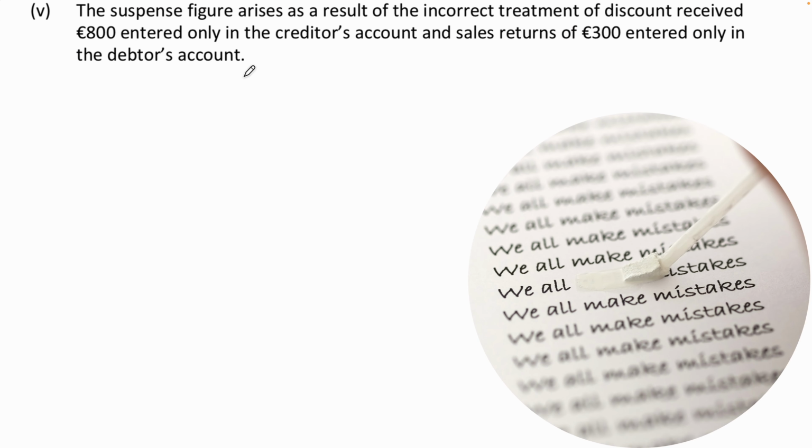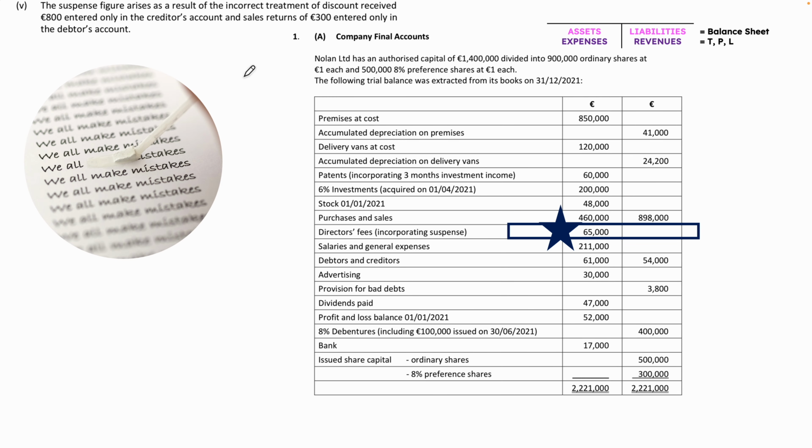Right, the next adjustment, number 5, says the suspense figure arises as a result of the incorrect treatment of discount received, 800, entered only in the creditor's account, and sales returns of 300 entered only in the debtor's account. So again, we're going to use our trial balance to help us do the suspense adjustment.